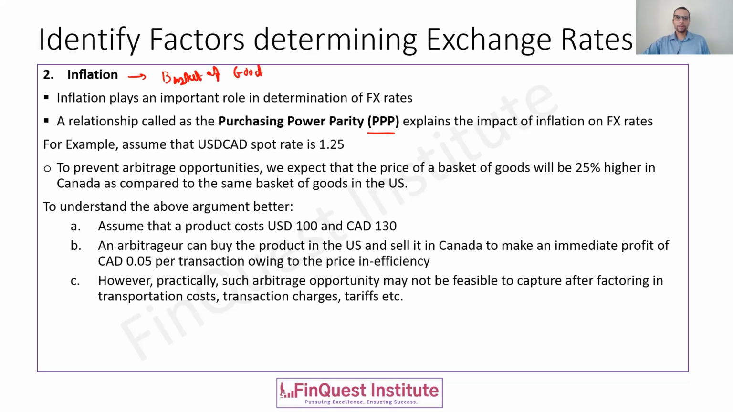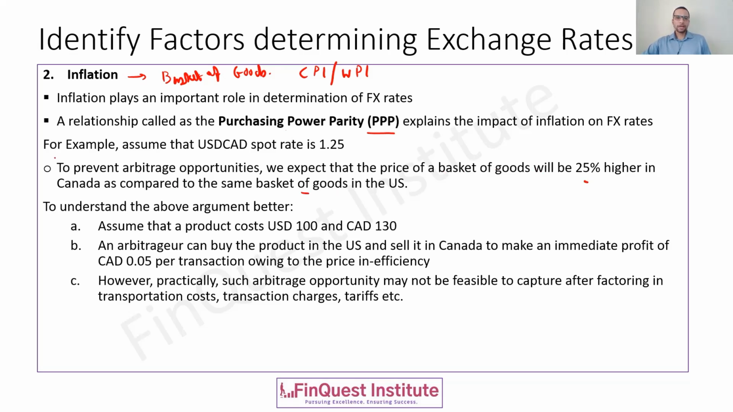Everyone is familiar with the terms CPI and WPI. CPI stands for consumer price inflation and WPI stands for wholesale price inflation. So these inflation numbers are always calculated on a certain basket of commodities. So that's the same basket of goods which we are talking about.